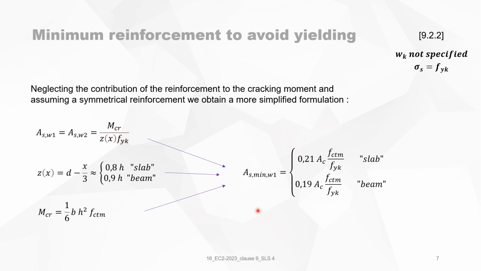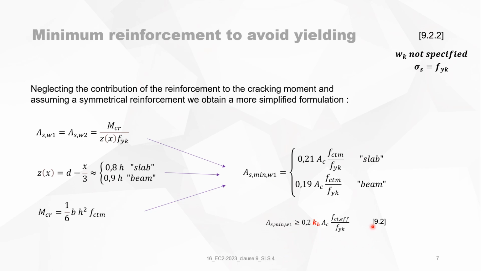When we combine this, then you will see that the minimum reinforcement is given by 0.21 AC times this term for slabs and 0.19 for beams. So in practice, you can use for slabs and beams just 0.1 times AC times FCTM divided by FYK. So this is a much more simplified method to calculate minimum reinforcement to avoid yielding.